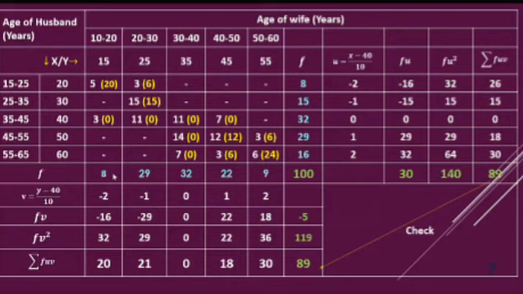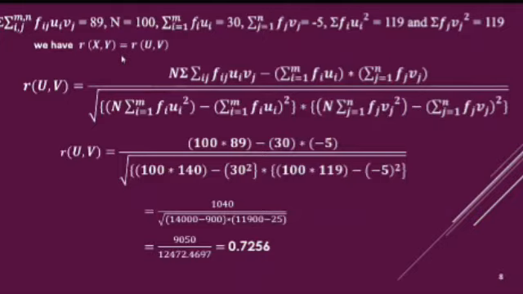Then find out F into U. F is the blue color values. So F into U. Then Fu square, that is Fu into U, that gives Fu square. Similarly, do the same calculations for V. You are adding row and column wise, and then you are repeating the procedure for V, the variable Y.